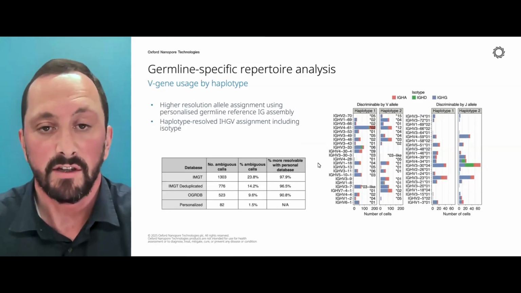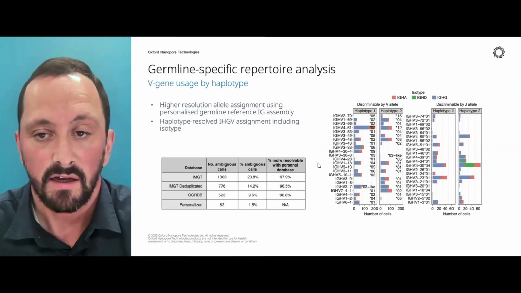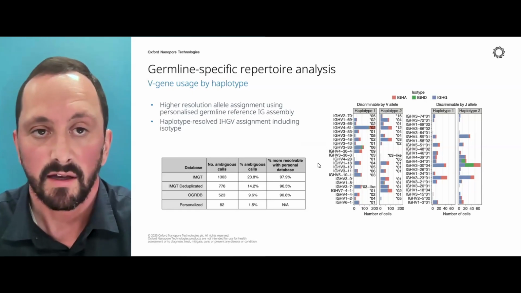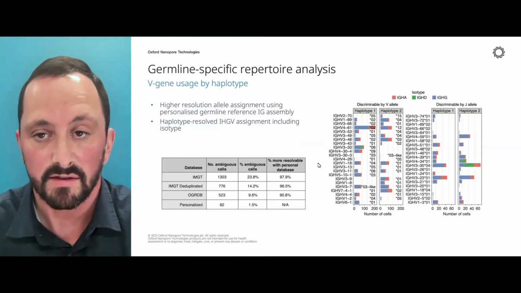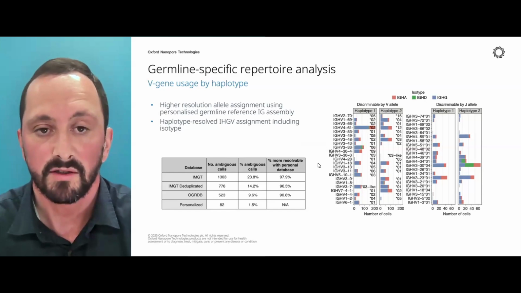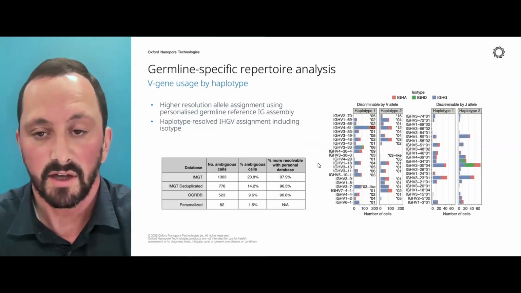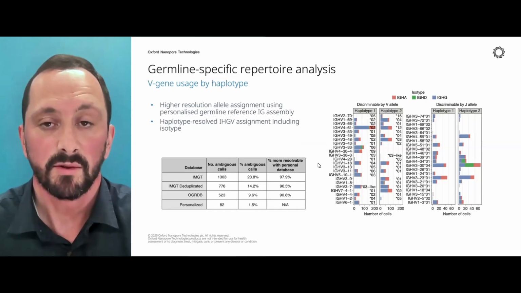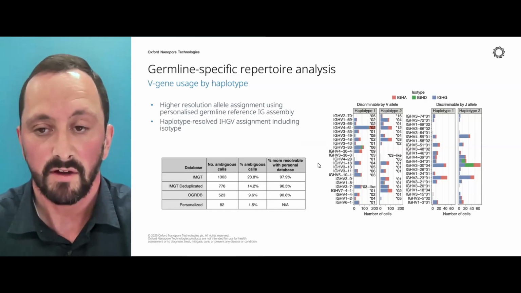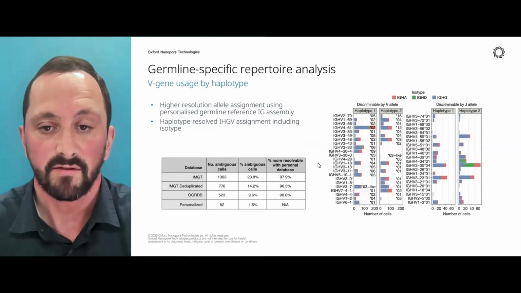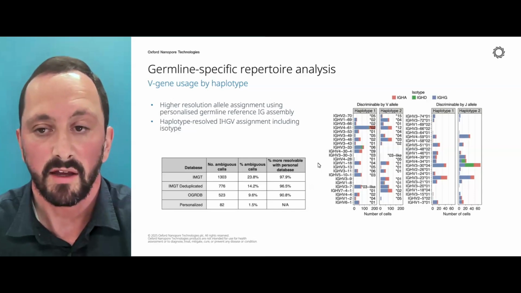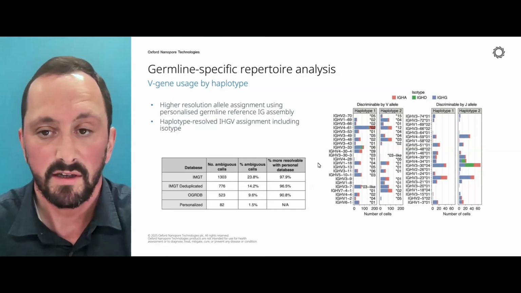Then we can also look at V gene usage. So this is looking at all of the annotated V genes and haplotyping those and stratifying them by isotype, so we can tell which haplotype is expressing which allele or which antibody. So this is really just a high resolution picture of what antibodies are being expressed from what germline alleles. And you can annotate these based on public databases like IMGT.